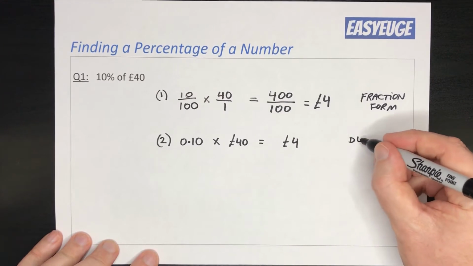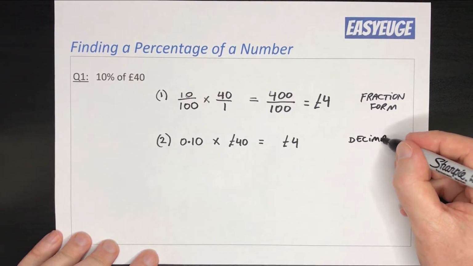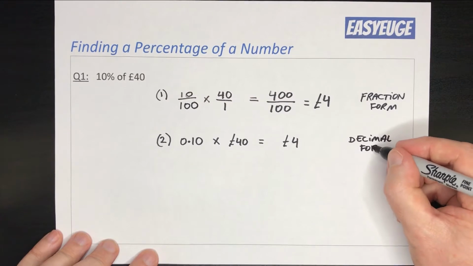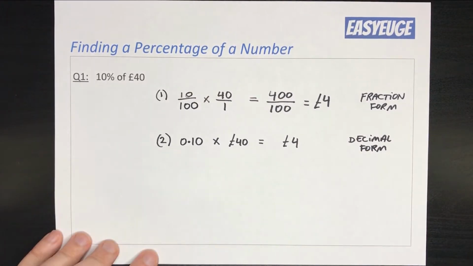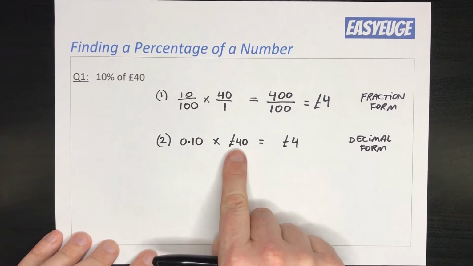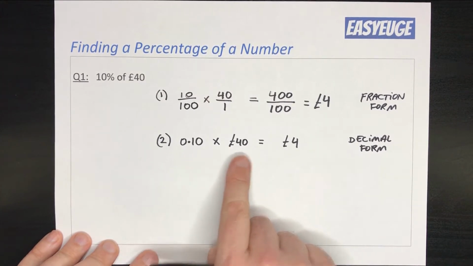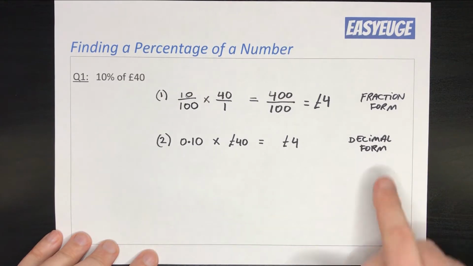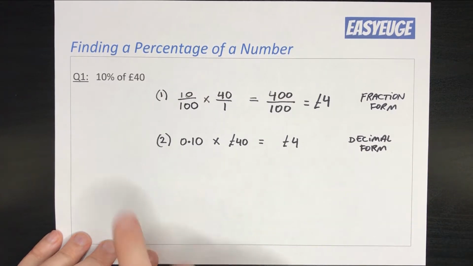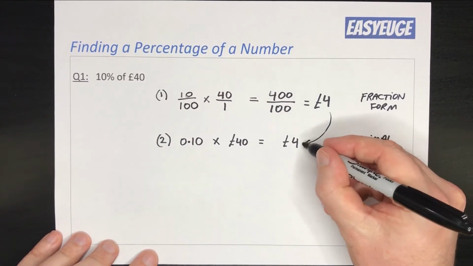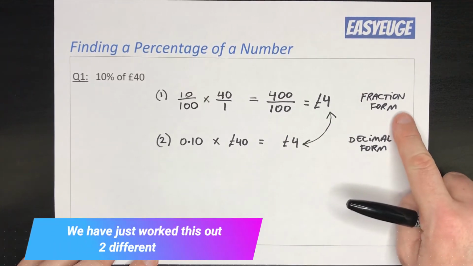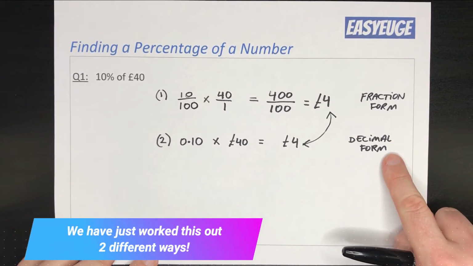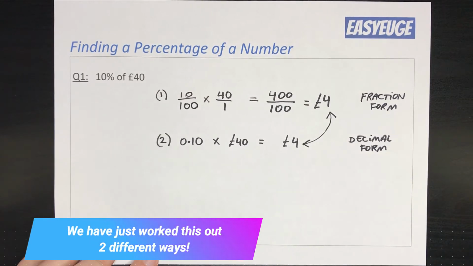So this is called the decimal form, and this is very handy when you have complicated percentages, like if that was 11%, it would be handier to put it through the calculator as 0.11 multiplied by 40. So the decimal form can be very handy when the percentages are tricky. And look, both answers are exactly the same, so we can choose to use fraction form or decimal form. Let's move on to a more tricky example.